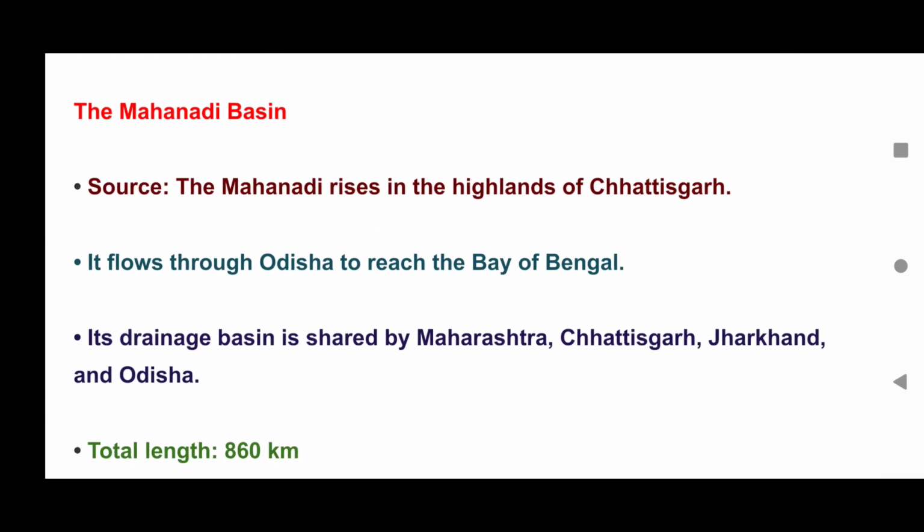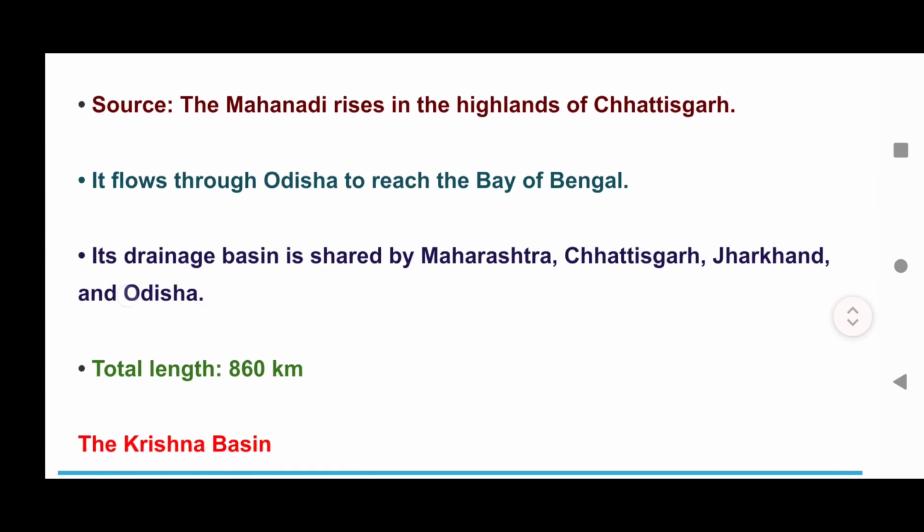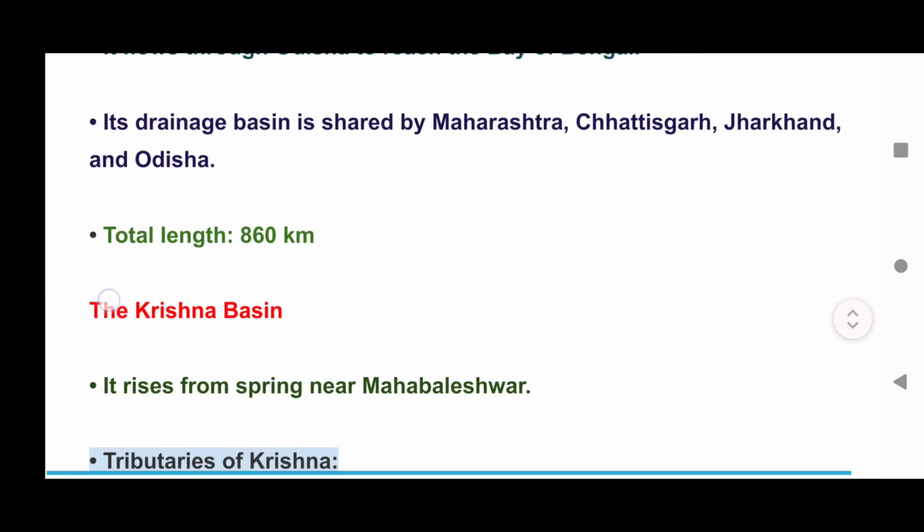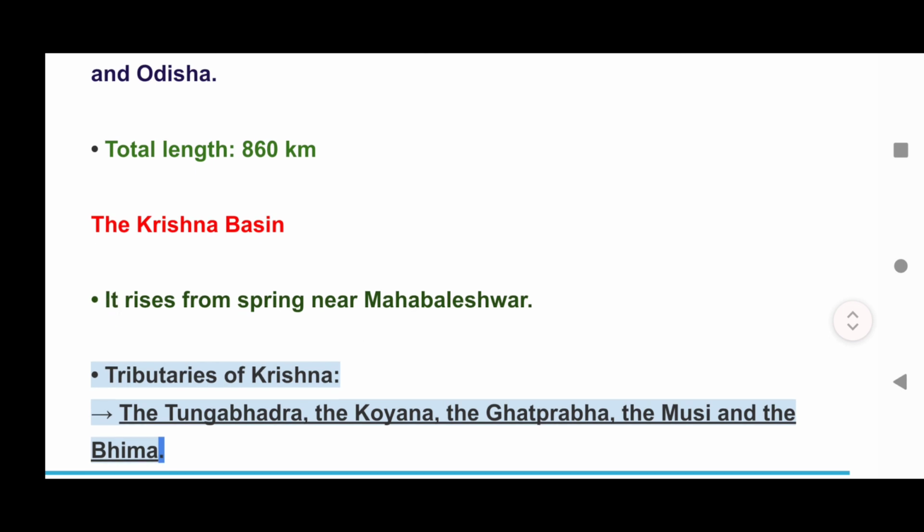The Mahanadi Basin. The source of Mahanadi Basin is that Mahanadi rises in the highland of Chhattisgarh. It flows through Odisha to reach the Bay of Bengal. Its drainage basin is shared by Maharashtra, Chhattisgarh, Jharkhand and Odisha. Total length of this river is 860 km.